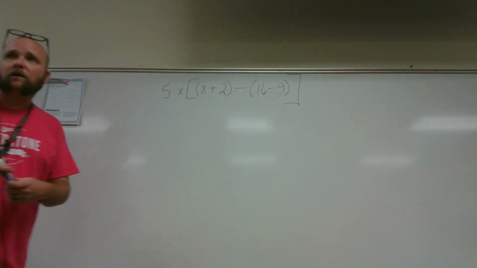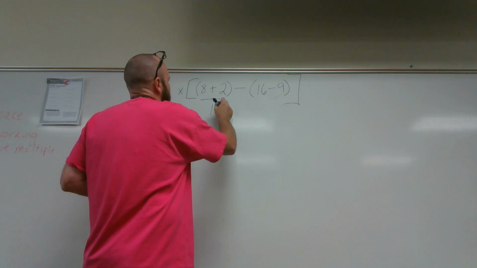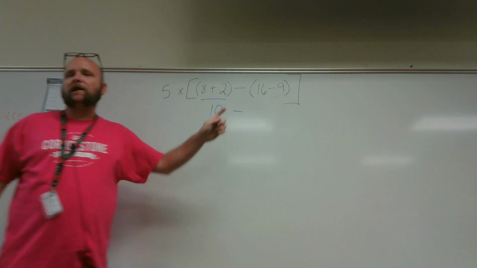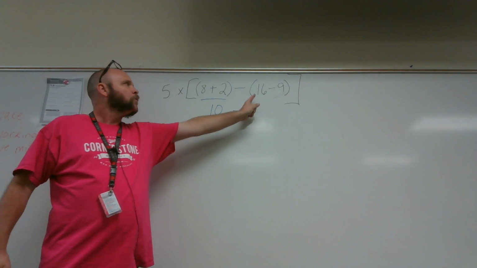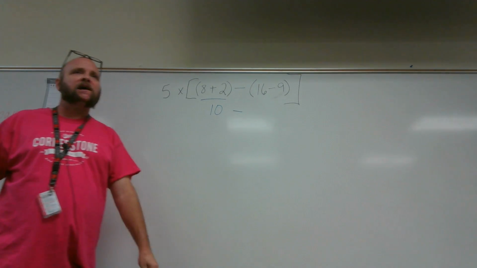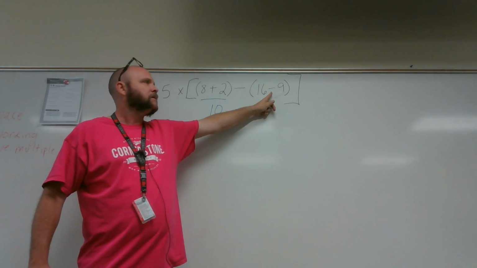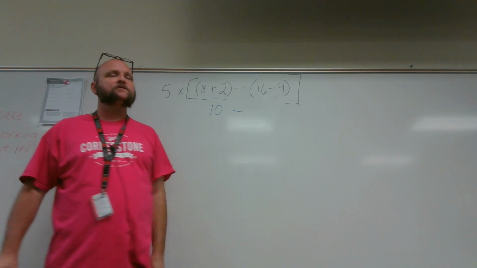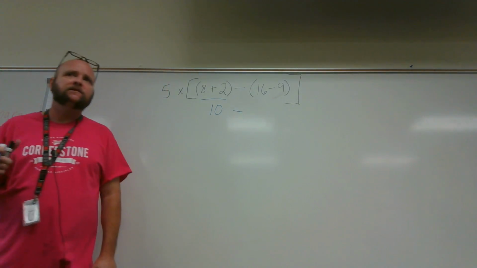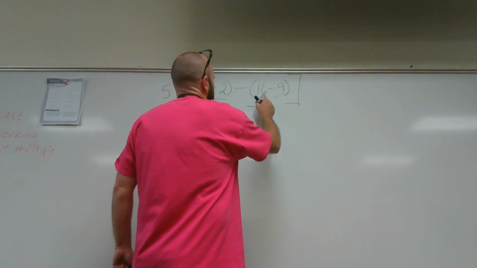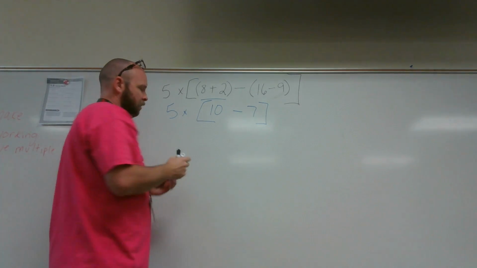All right, so Ethan, what is the sum of 8 and 2? 10. Then we do the other parentheses inside the bracket. What is the difference of 16 and 9? The subtraction sign tells us we're finding the difference. That would be 7. These stay inside the brackets.